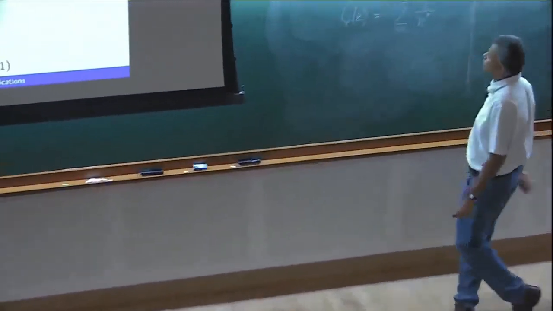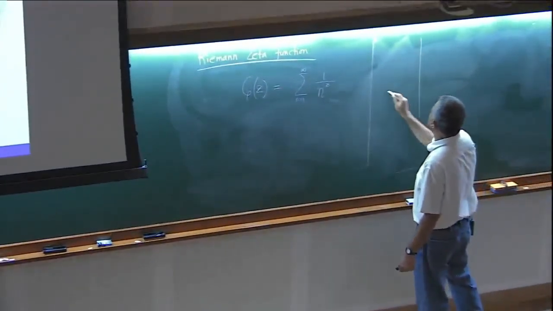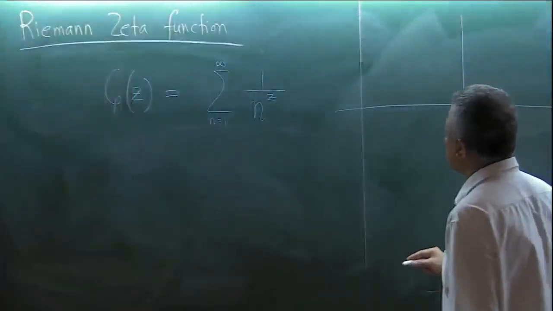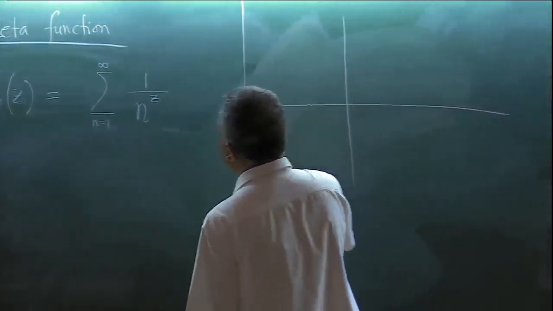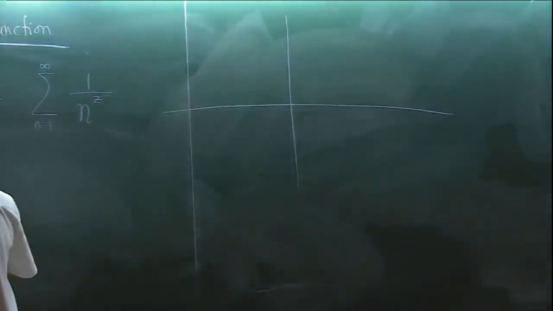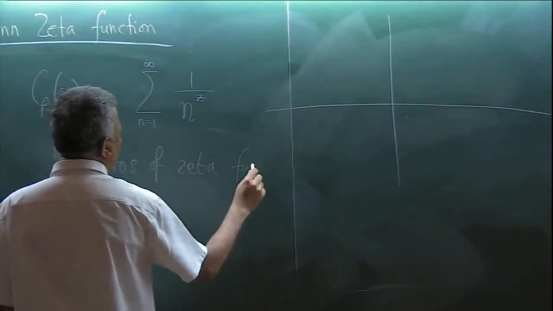So the zeta function is defined for z bigger than 1, and for z less than 1 you can do an analytic continuation. But the famous Riemann hypothesis says, in the complex z plane, you look at the zeros of the zeta function, in the complex plane.